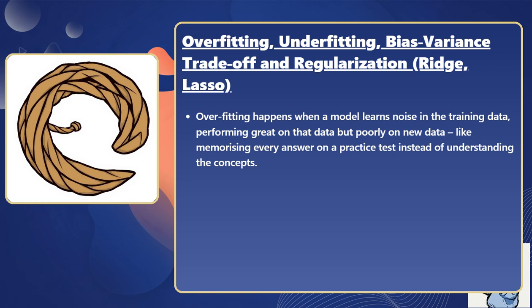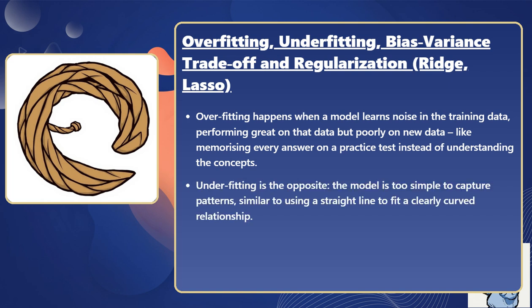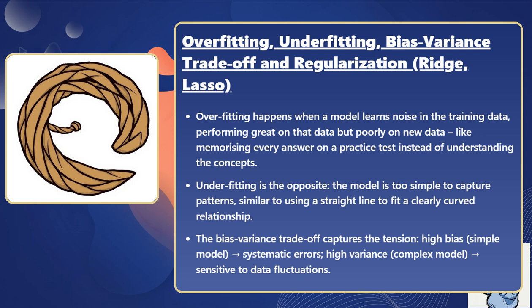Overfitting happens when a model learns noise in the training data, performing great on that data but poorly on new data, like memorizing every answer on a practice test instead of understanding the concepts. Underfitting is the opposite. The model is too simple to capture patterns, similar to using a straight line to fit a clearly curved relationship. The bias-variance trade-off captures the tension. High bias, simple model, leads to systematic errors. High variance, complex model, leads to sensitivity to data fluctuations.